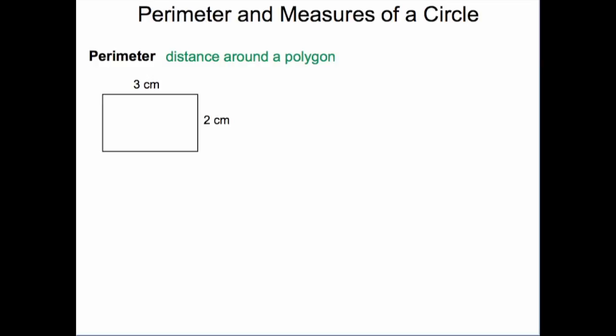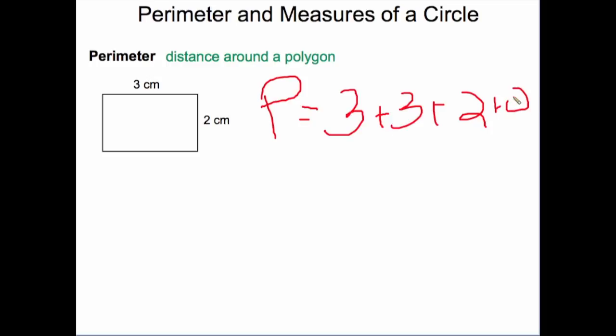We have this rectangle, and the length is 3 centimeters and the width is 2 centimeters. So I want to find the distance around. In order to do that, my perimeter, for which we use the letter P, equals, I have to add up all my sides. I have 2 sides that are 3 centimeters plus 2 sides that are 2 centimeters. Oops, that's not a very good plus sign. And that's going to give me 10 centimeters.